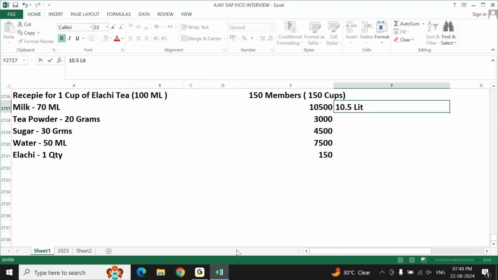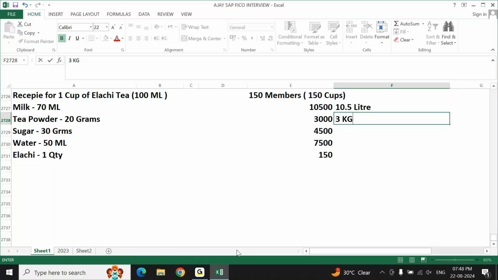Now tea powder is 20 gram. How do you measure tea powder? In kilograms. So this 3000 divided by per kilo how many grams? 1000 grams. How many kg tea powder do I need? 3 kg. 3 kg tea powder I need.